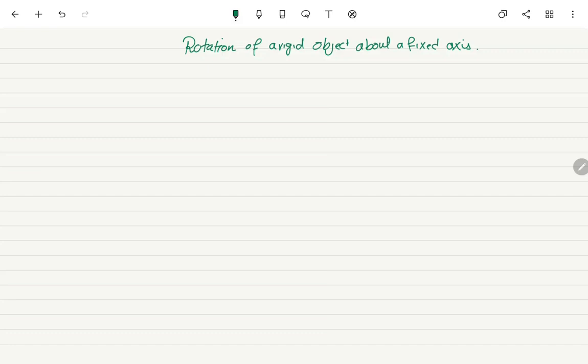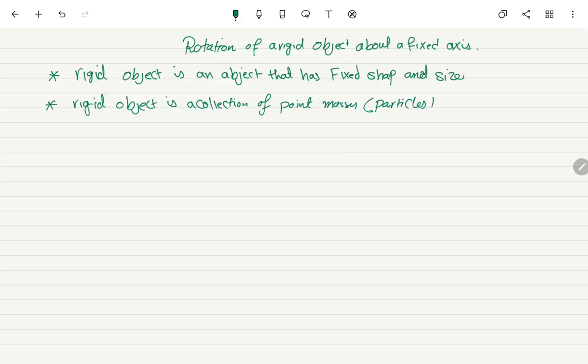Now, let's identify a rigid object. A rigid object is an object that has a fixed shape and size. And also, a rigid object is a collection of point masses, like particles. Which means, if the rigid object is rotating about an axis, then all points or particles of the object rotate through the same angle about the axis of rotation. For example, these particles are rotating around this axis here.